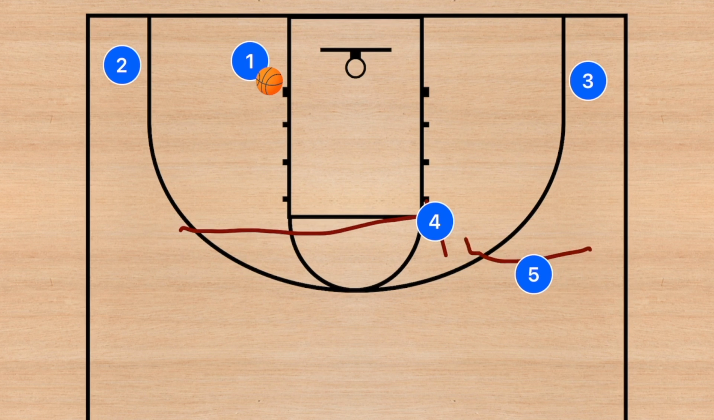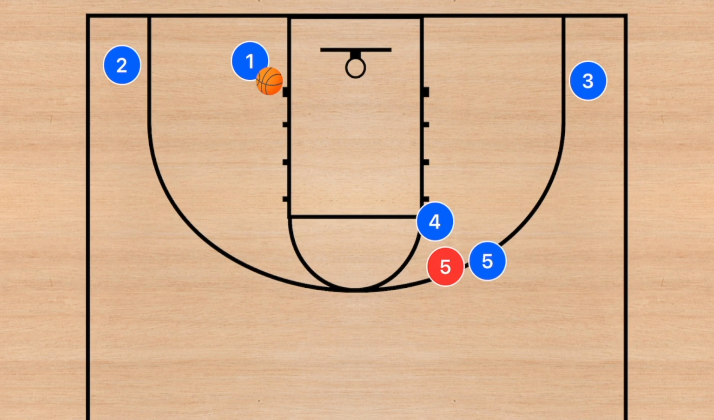Player 5 is going to either use that screen or he's going to slip the screen and cut to the basket. If his man, let's say there's a defender on him, is overplaying this screen because maybe we used it just a few too many times, player 5 can slip it and cut back door. This can be an easy layup.